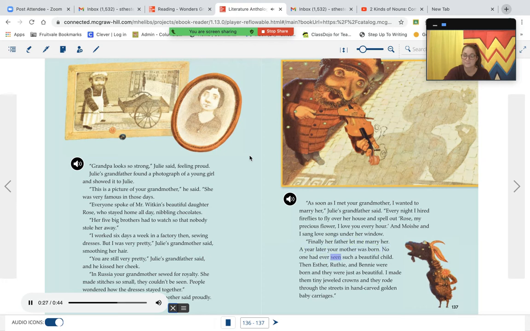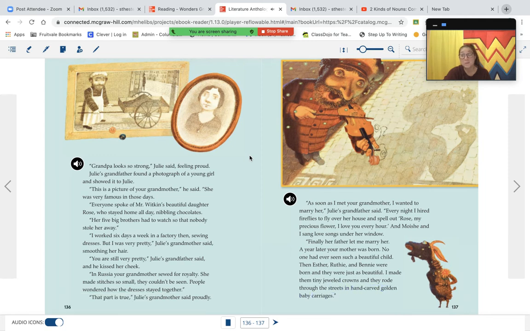No one had ever seen such a beautiful child. Then Esther, Ruthie, and Benny were born, and they were just as beautiful. I made them tiny jeweled crowns, and they rode through the streets in hand-carved golden baby carriages.